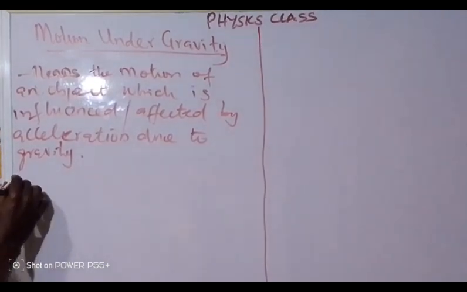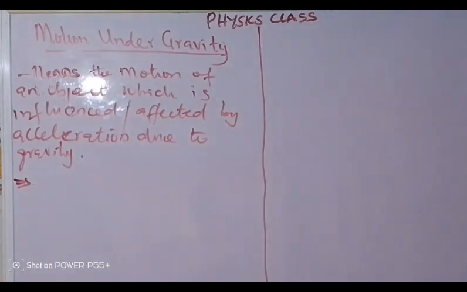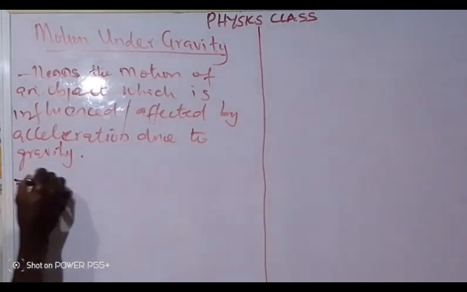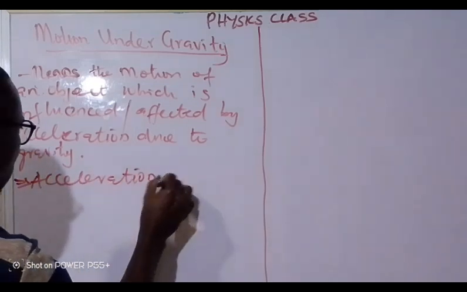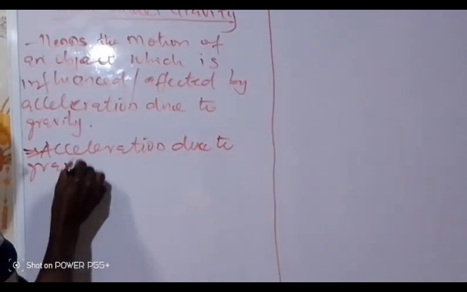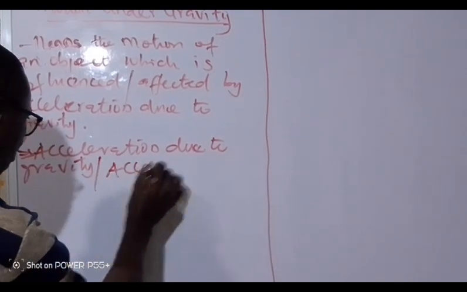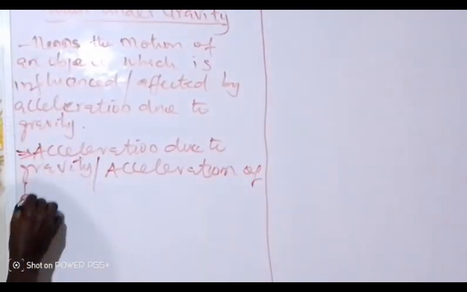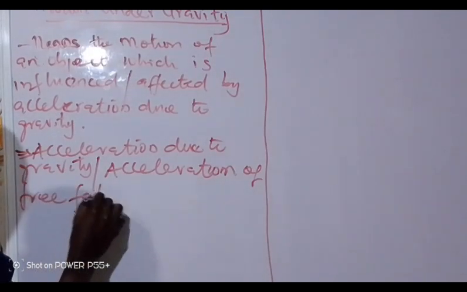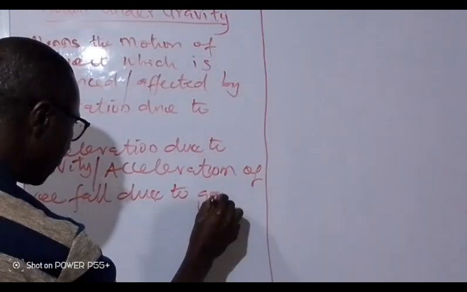Now, the next thing we are going to look at is the acceleration due to gravity itself, which the symbol is g. Acceleration due to gravity, or you call it acceleration of free fall due to gravity.